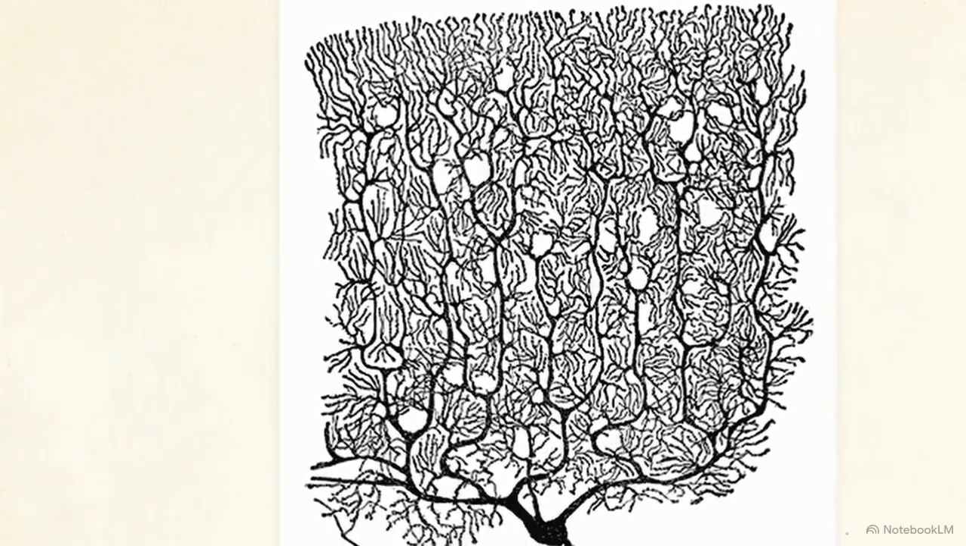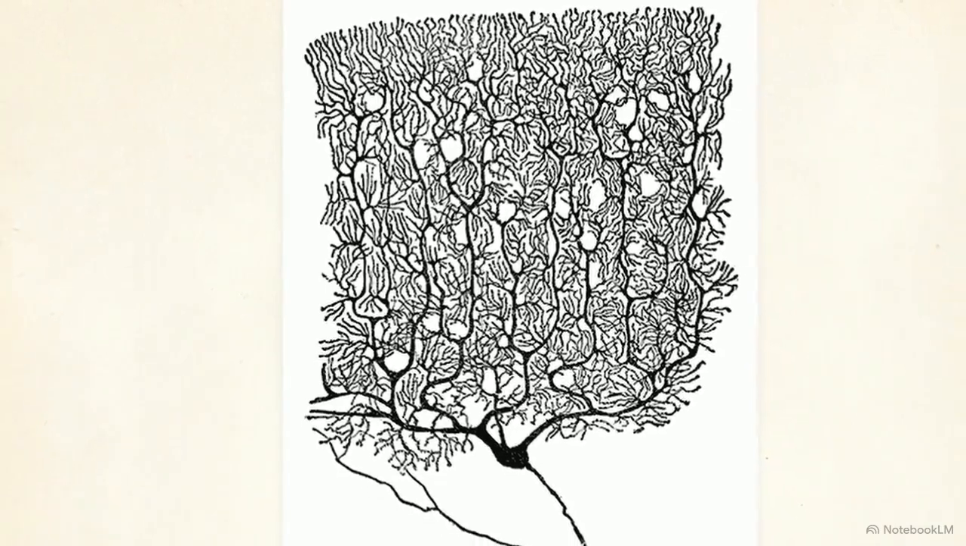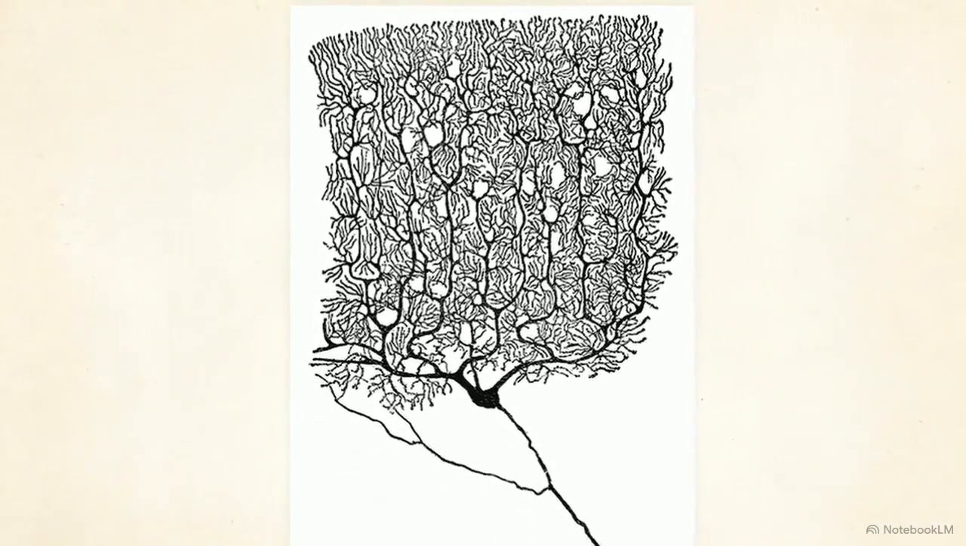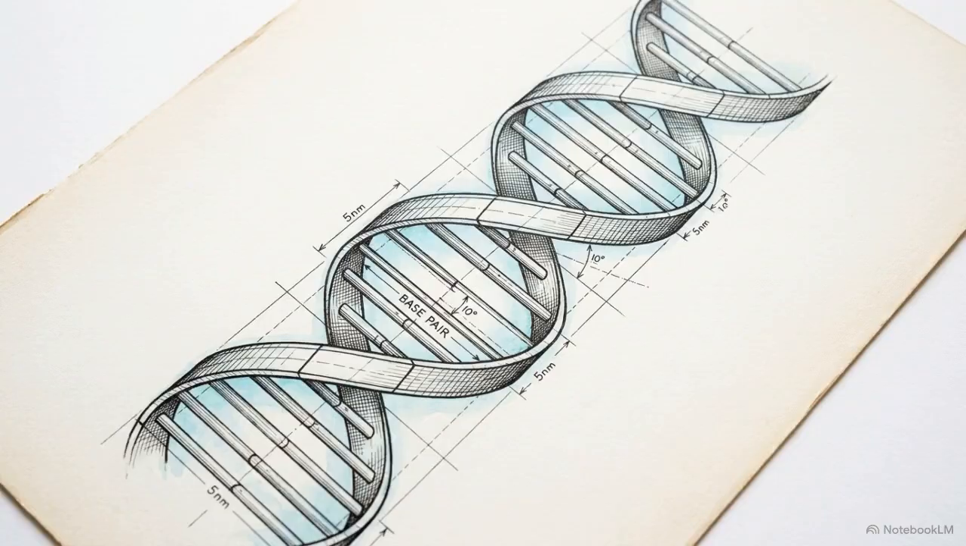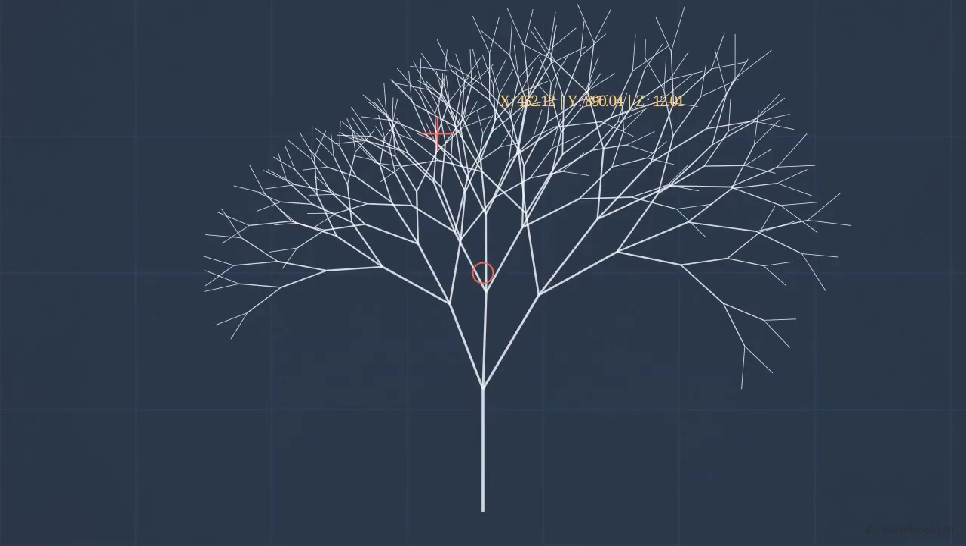Look closely at this dense, sprawling forest of branches. This is a single human brain cell, a Purkinje cell, sketched by Ramon y Cajal in 1905. We usually talk about DNA as the blueprint of life. The word blueprint suggests that your genome holds a precise point-by-point map detailing exactly where every single one of these branches goes, and exactly how every synapse connects.